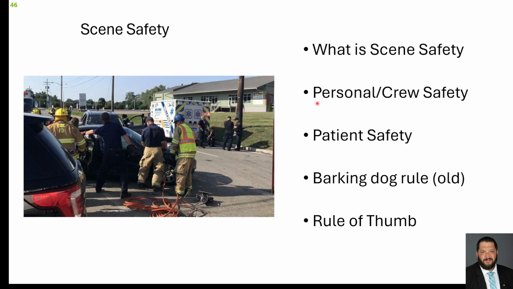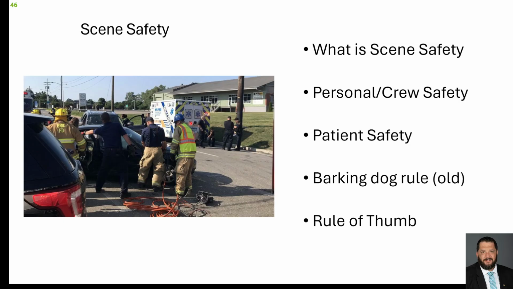The next is patient safety. Make sure that you can safely get your patient. Let's say this scene starts to become unsafe. We may need to grab our patient and just move to the truck and get out of harm's way, and then resume our patient care later.